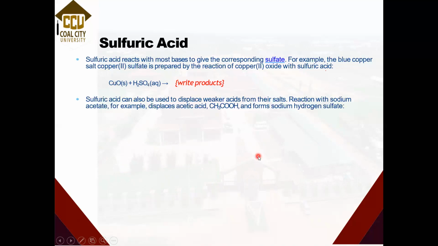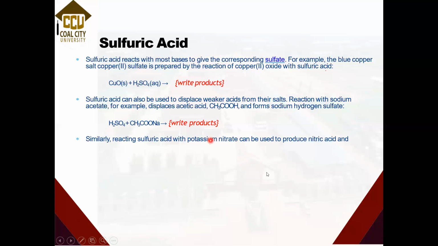Sulfuric acid can also be used to displace weaker acids from their salts. Reaction with sodium acetate, for example, displaces acetic acid, CH3COOH, and forms sodium hydrogen sulfate. So what will be formed here is sodium hydrogen sulfate. Sodium here will come here. One of the hydrogens comes to this place to give you CH3COOH. And then for the remaining hydrogen, sodium comes to replace it. It becomes sodium hydrogen sulfate with CH3COOH, which is your acetic acid.